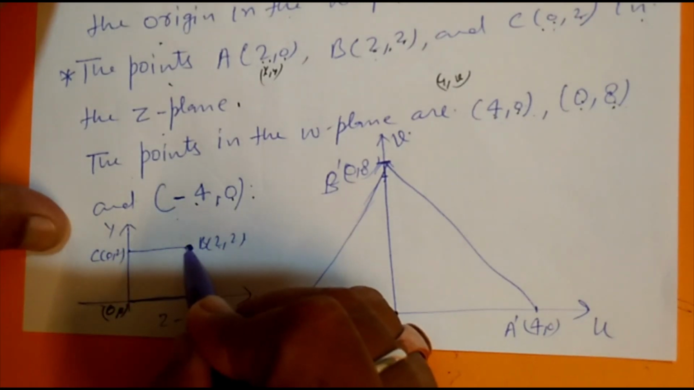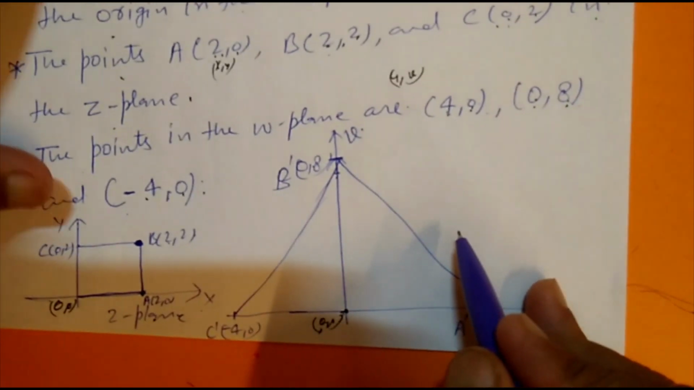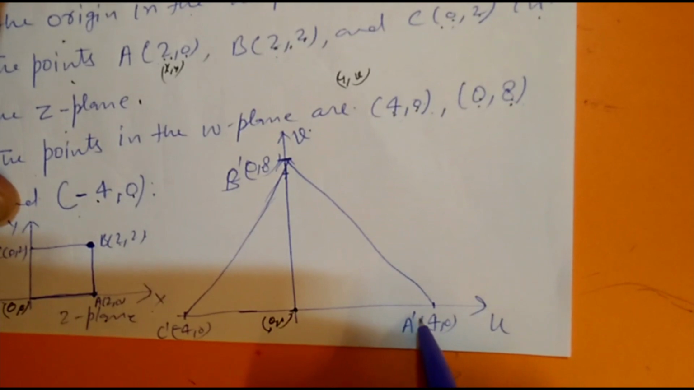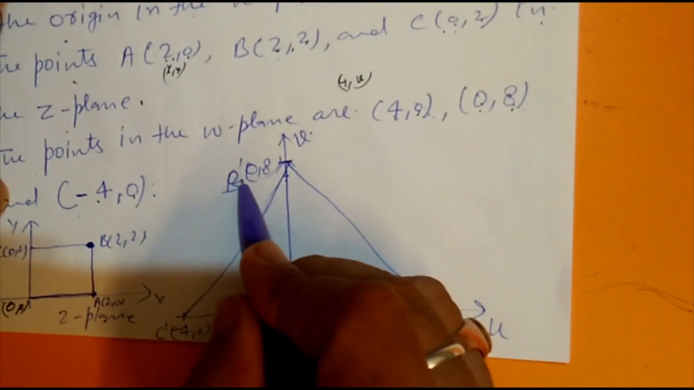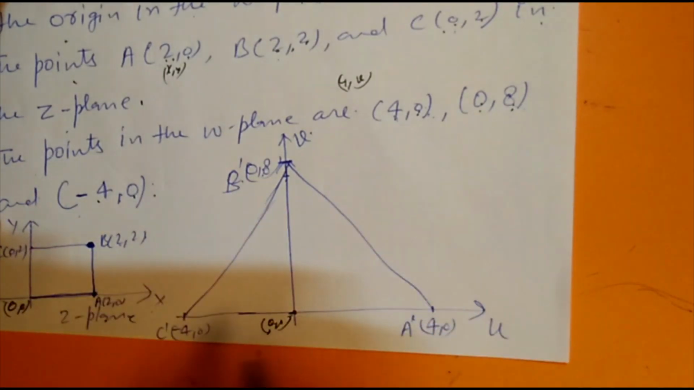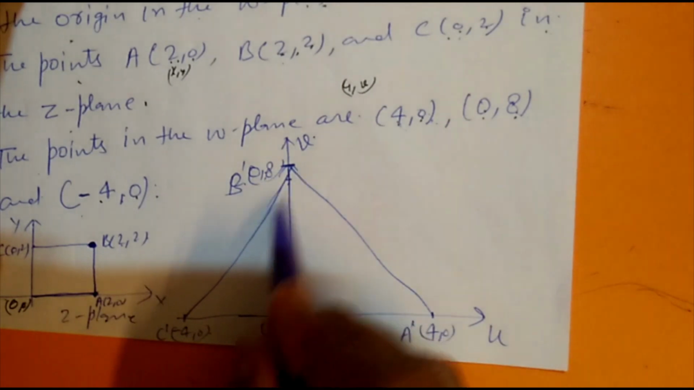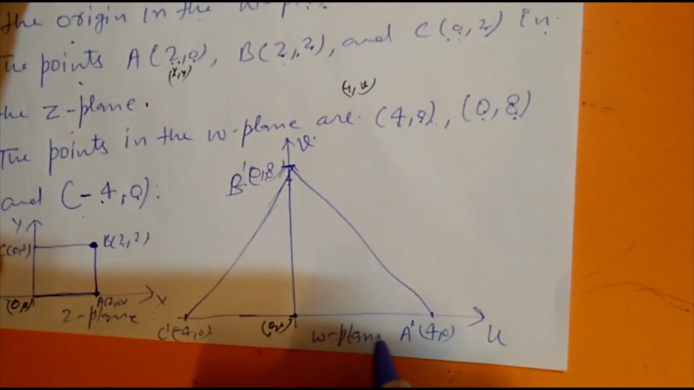this point transforms into the w plane as follows: this point A transforms as A dash, that is (4, 0), point B transforms as B dash, and B dash is (0, 4), and point C transforms as C dash, that is (-4, 0). That is, a square in the Z plane transforms as a triangle in the W plane. So this is the W plane.